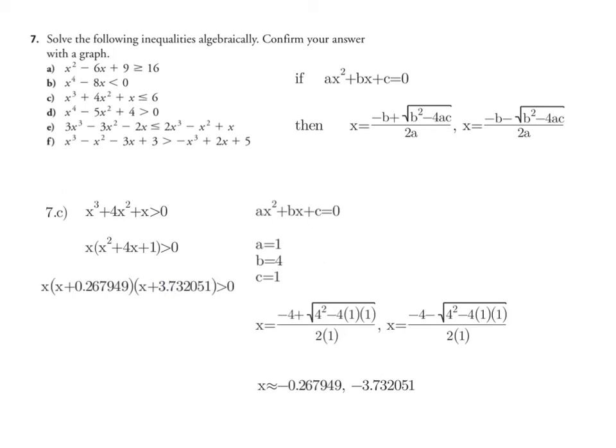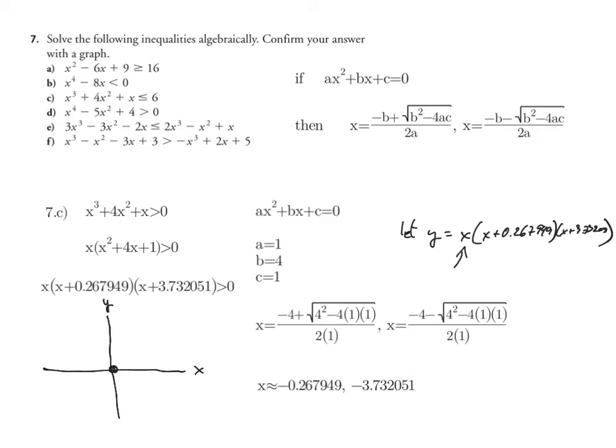So if I were to graph this, here's x. Let y equal x plus 0.2679499, x plus 3.732051, and now I can graph that over here. This is y, and this is x. Here's one of my factors. When x is 0, I'm going to get a 0. When x is negative 0.2679, I better put that a little closer to 0.